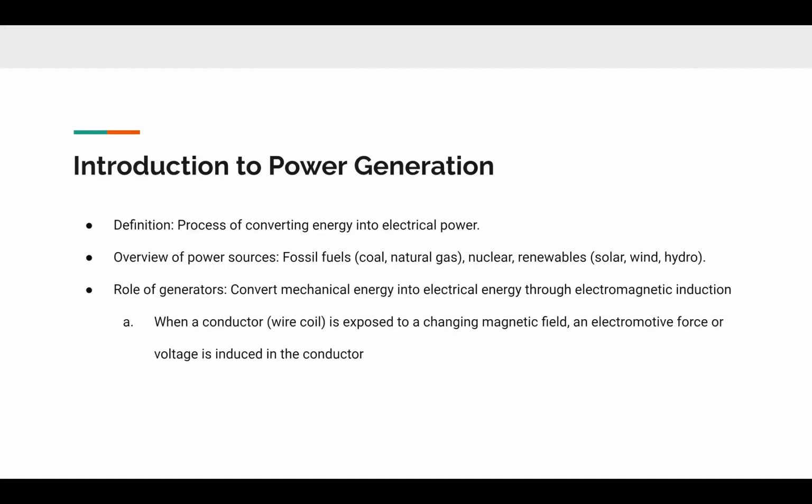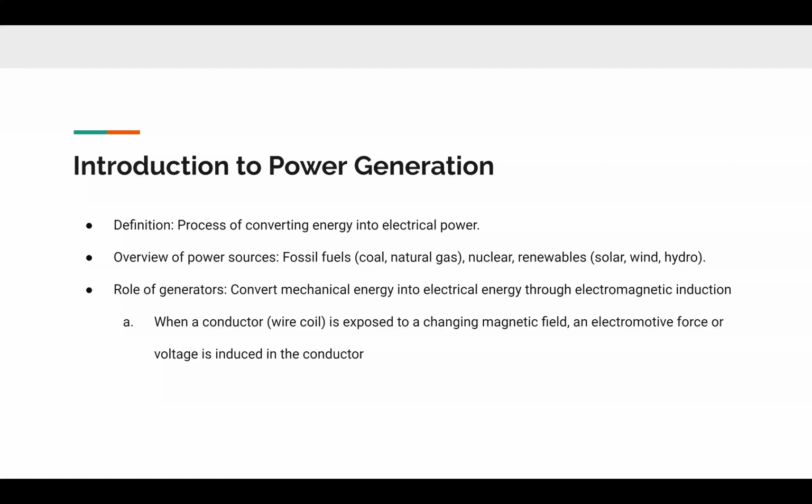So, a little introduction to power generation. A quick definition is a process of converting energy into electrical power, and some of the power sources we get that energy from can be fossil fuels, whether that be coal or natural gas, nuclear energy, or solar, wind, and hydro, which are forms of renewable energy.